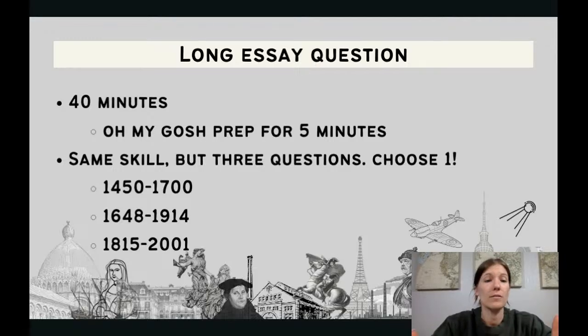These will all deal with the same skill, and there are going to be 3 questions. You're going to choose one. So just like the third or fourth for the short answer question, you're going to get options with your long essay question as well. And they will all come from 3 different time periods: 1450 to 1700, 1648 to 1914, 1815 to 2001. And you get to choose.